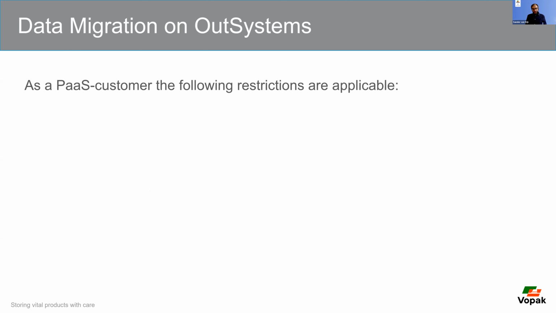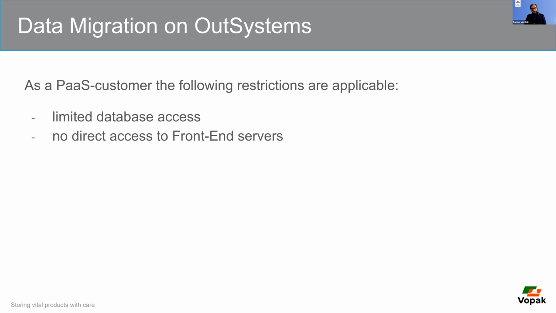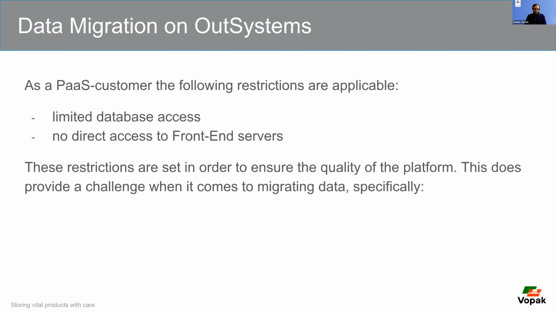If we look at data migration on OutSystems, as a PaaS customer, we have some restrictions. We have limited database access. We can create, update, insert and delete data, but we cannot truncate data, and we have limited permissions to access the database as well. We don't have direct access to the front-end server, so we cannot install any agents and the like. These restrictions are set by OutSystems in order to ensure the quality of the platform.